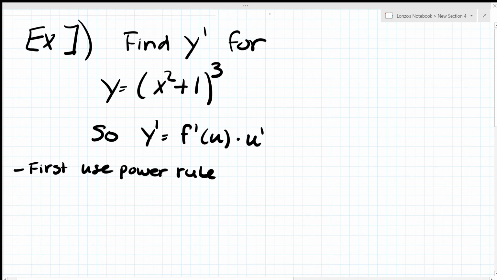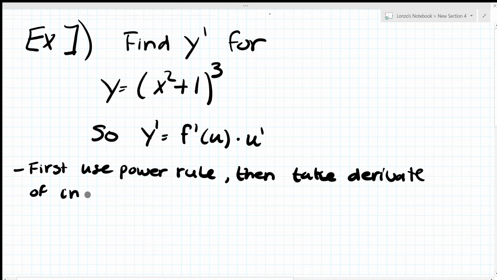Then take the derivative of the inside function, or the u prime, right? So first use the power rule.